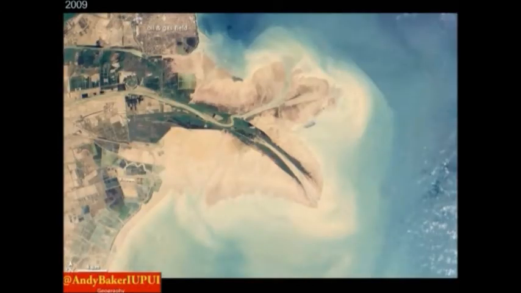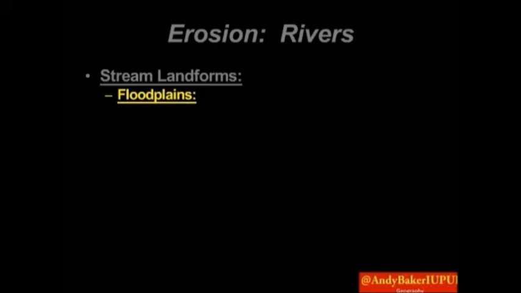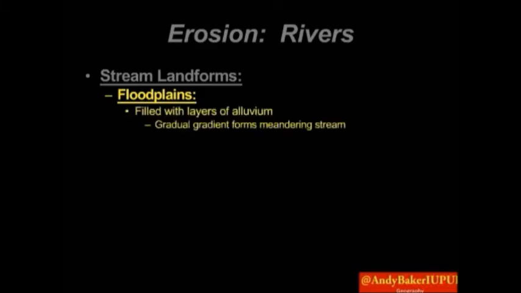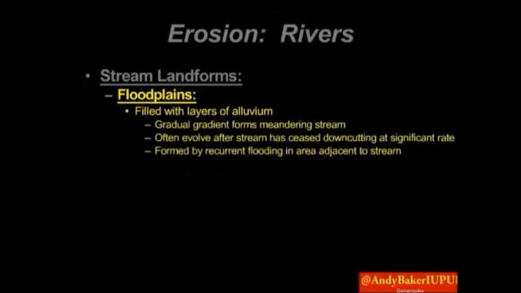More of the same. Next up is floodplains. So every single river has a floodplain, and these floodplains are filled with layers of alluvium. Key to this is that the gradual gradient starts to decline less and less, so it becomes more flat, and it forms that meandering stream. Often it occurs after the stream has down-cut. As it stops down-cutting, as it stops that flow, it becomes much less. It becomes more, like I said before, a depositor than an eroder.